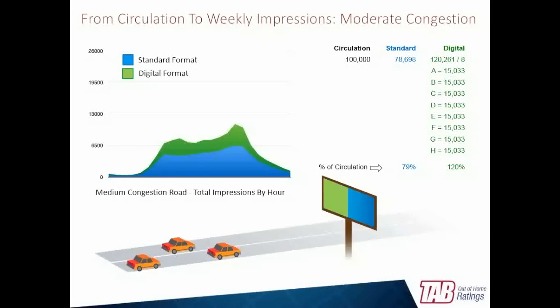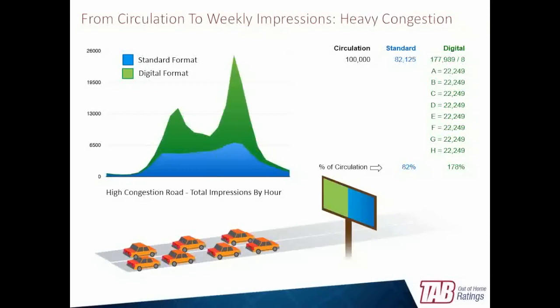And we have another example here of moderate congestion, which does the same thing. And you begin to see the numbers move up a little bit. There's a little bit more traffic now. So standard impressions are now 79% of circulation, and digital impressions go up even further.